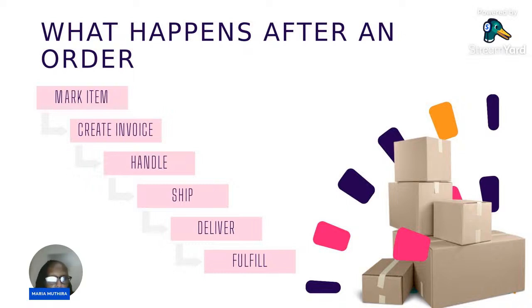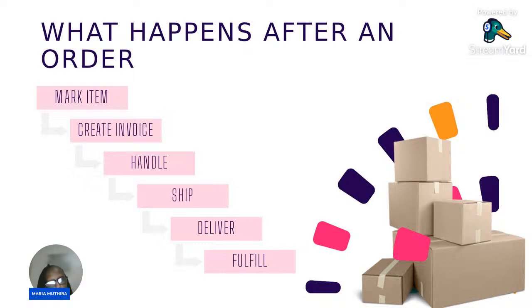Because previously, during our last session, we looked at payment. Now we are looking at handling and shipping. What happens after an order? The first thing after an order has been made, you mark the item. You identify the item that has been purchased by the customer. Then you create an invoice. You invoice the customer on what the customer has purchased so that the customer can make payments.